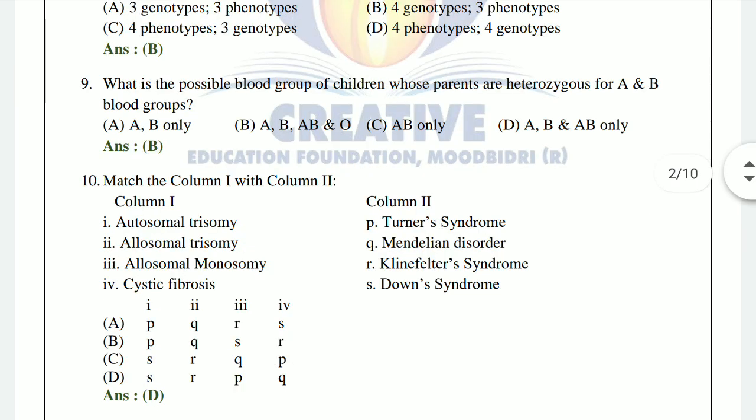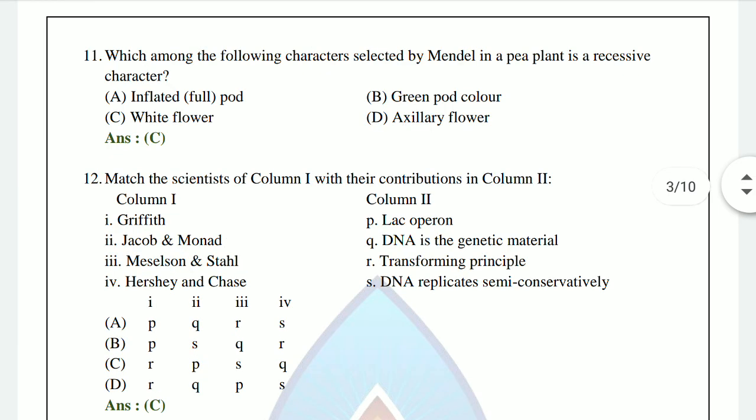10th question, match column 1 with column 2. The correct option is option D, that is autosomal trisomy is Down syndrome, allosomal trisomy is Klinefelter syndrome, autosomal monosomy is Turner syndrome, cystic fibrosis is Mendelian disorder. Question 11, which among the following characters selected by Mendel in pea plant is a recessive character? Correct option is option C, that is white flower.